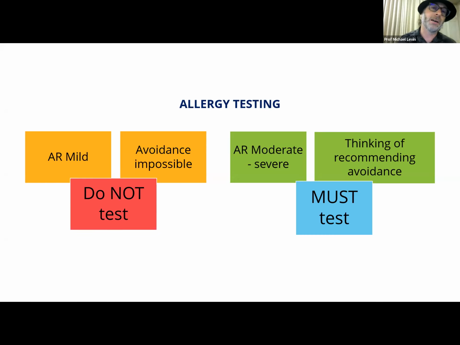But on the counterpart, when must you test your patients for allergen sensitization? Well, if your allergic rhinitis is moderate to severe and it's not responding to your pharmacological management, then you must think of recommending a specific avoidance measure. And you're not going to just tell every single person with allergic rhinitis, well, avoid house dust mites or avoid pollen or avoid grass, because those specific triggers are specific for each single person.